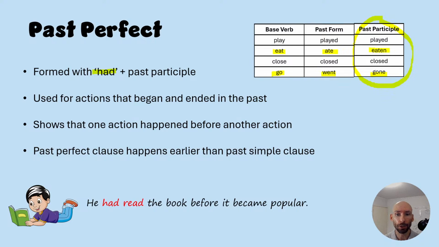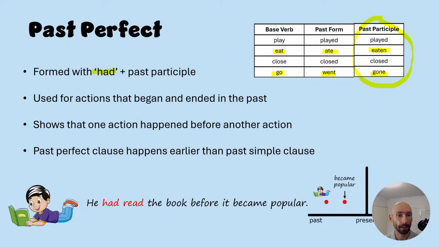Past perfect is used to show events that began and ended in the past. Okay, so that's similar to the past simple. The difference is that it's used to show that one action occurred before another action in the past. For example, if we have a look at our sentence at the bottom, it says, he had read the book before it became popular.